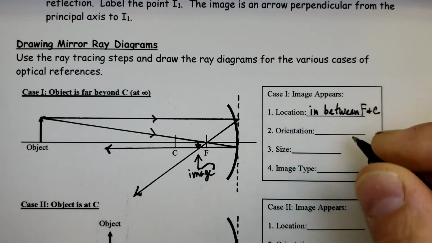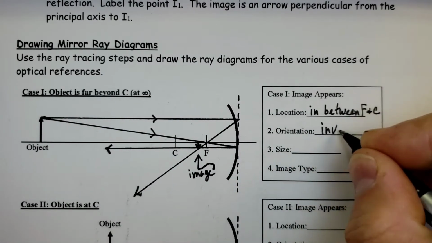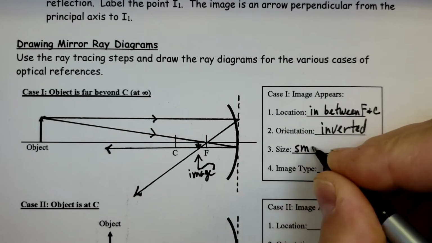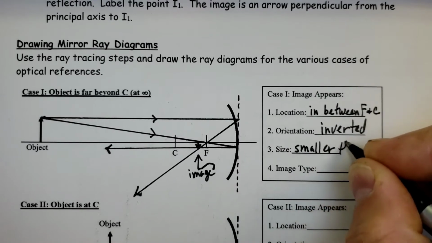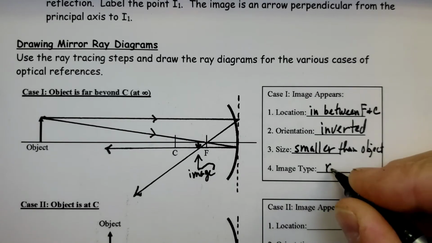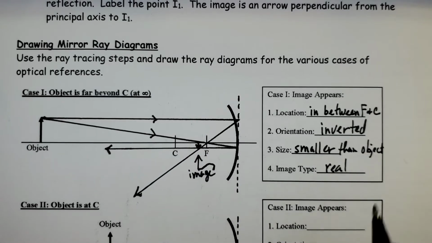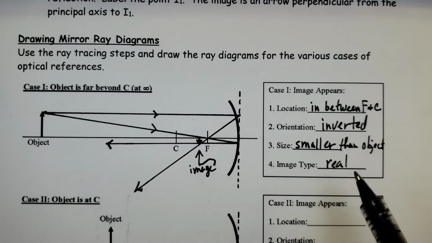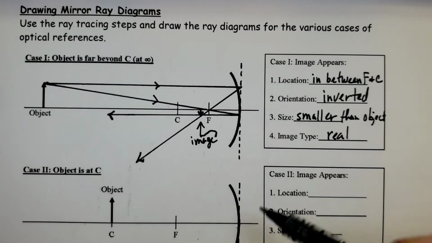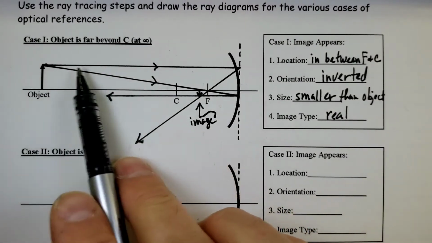So in between F and C. Orientation, is it upright like the object? No, it is inverted. And size, is it larger? No, it is smaller than object. And the image type, it is real. You would be able to pick it up on a screen. If we put a piece of paper there, that image would actually show up on the piece of paper. And we'll see what happens when we have virtual objects with curved mirrors. Okay, so that is when object is far beyond C, so at infinity.